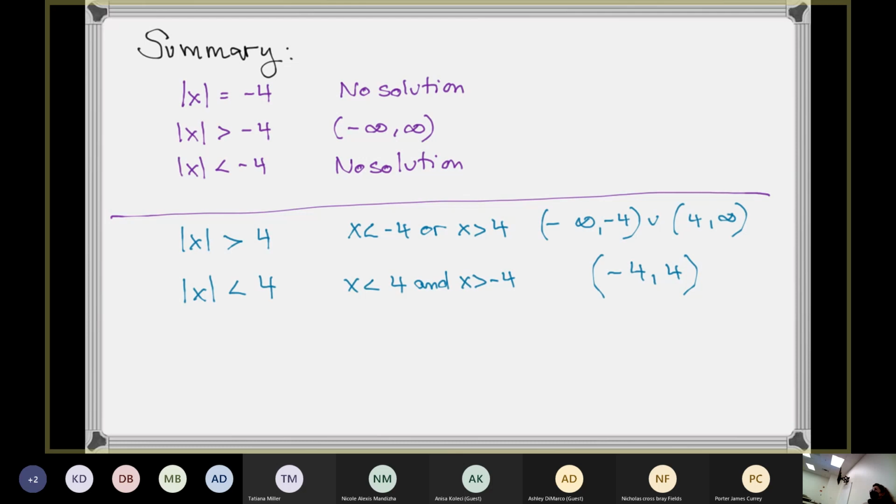Questions, guys? This is 1.7. Okay, now we're going to go into 1.3. 1.3 is geometry and literal equations. And I'm going to talk about literal equations first.